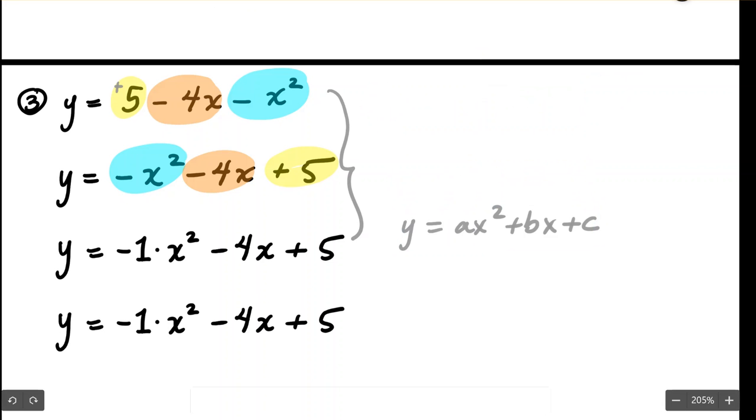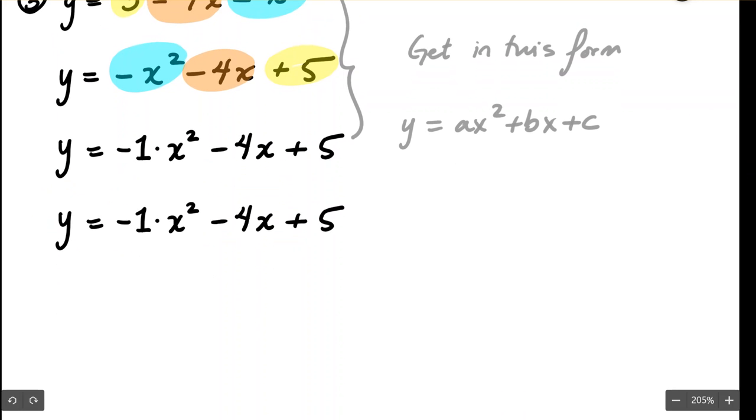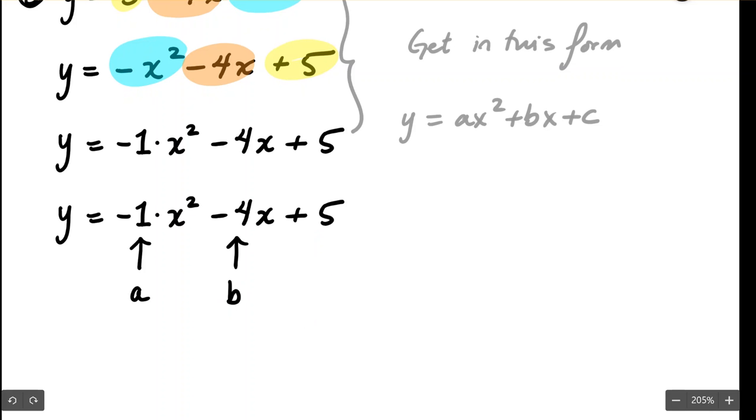All right, so what we did right here is we just got it in this form. The reason why we want to do that is so that we can identify our A and our B easily. I just recopied this problem without color so that we can introduce some. My A is right there, and my B is right there. That positive 5 is C, but I don't even need it for my vertex formula. So let's just use our A and our B.